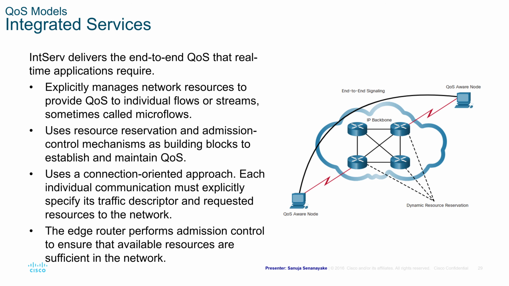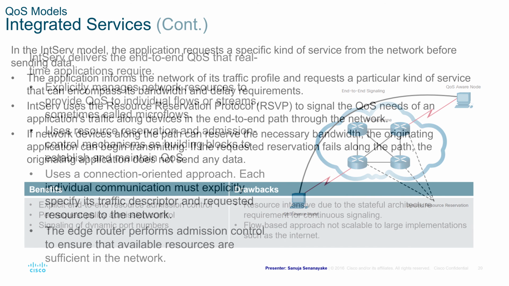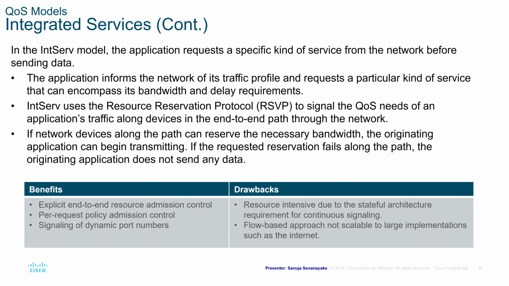The edge router performs admission control to ensure that the available resources are sufficient in the network. On the right-hand side is an example showing it using dynamic resource reservation on these routers, and the QoS-aware nodes will be used in this situation to do the integrated services in this system. In the integrated services model, the application requests a specific kind of service from the network before sending data. The application informs the network of its traffic profile and requests a particular kind of service that can encompass its bandwidth and delay requirements.